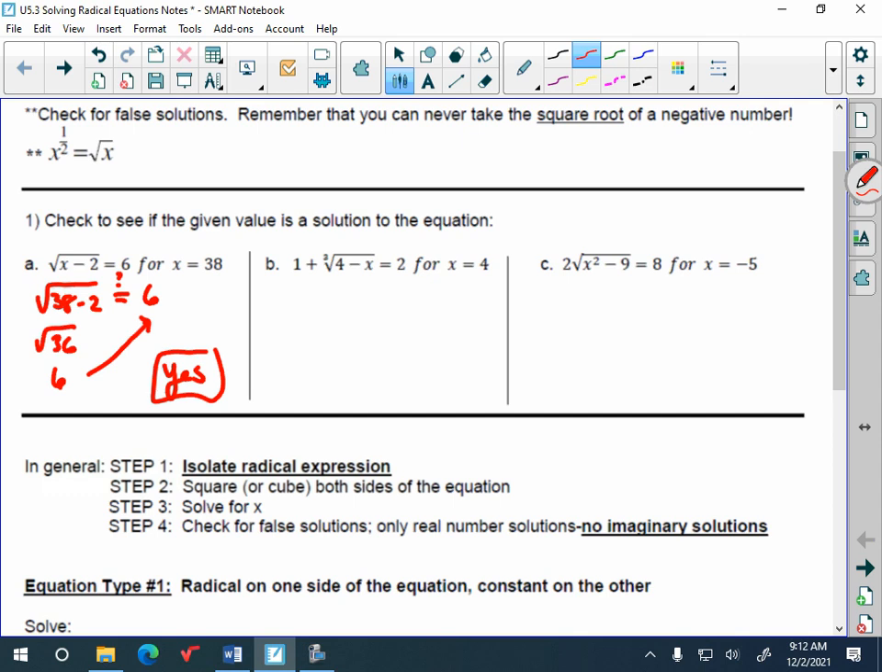Did you need a calculator for that? I don't know, maybe you did. If you don't know how to find the square root of 36, then yeah, you could throw out the calculator.